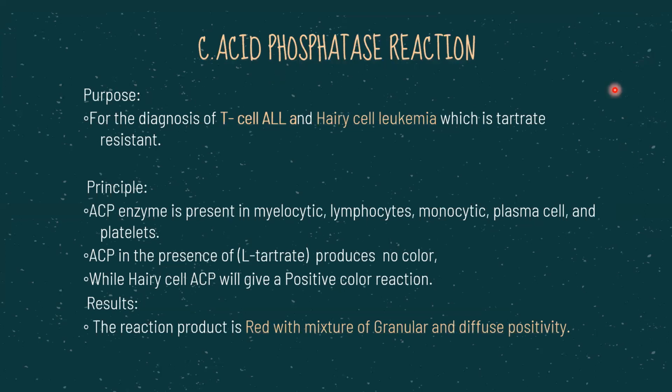Next one, we have acid phosphatase reaction. Purpose nito is for the diagnosis of T-cell ALL and hairy cell leukemia, which is tartrate resistant. Okay? So principal, ACP enzyme is present in myelocytic lymphocytes, monocytic, plasma cell, and your platelets. So si ACP in the presence of L-tartrate produces no color. Okay? So si tartrate po, tartrate, okay? So once introduced into your normal cell, okay? So it produces no color.